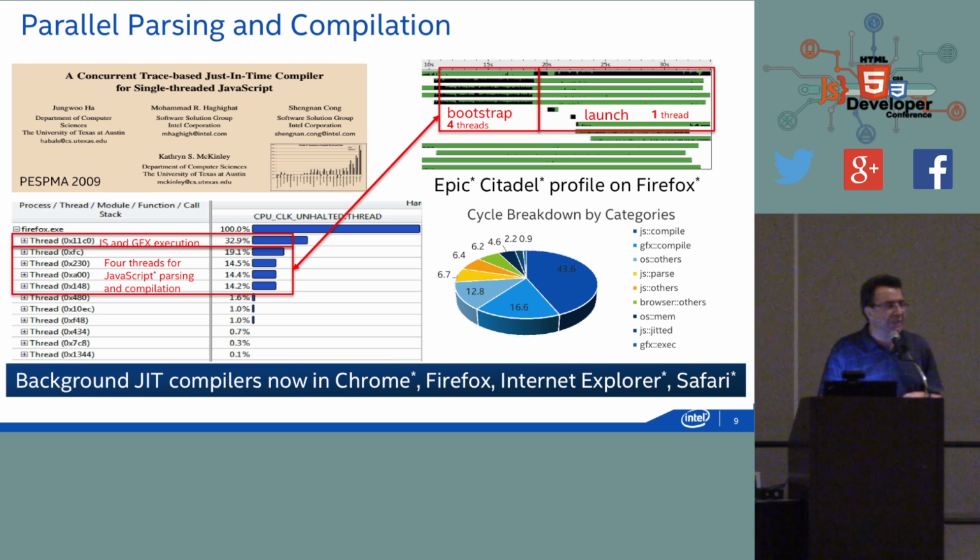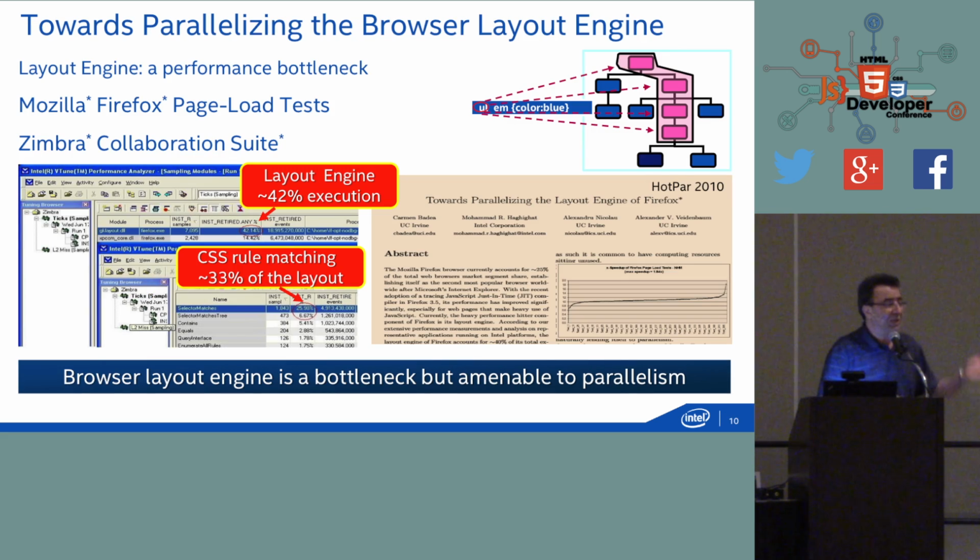Now, the chart you see here is essentially from the Citadel demo from Mozilla, and you see at the beginning, all threads are compiling code. And if you have watched Steve Souders' HTTP Archive data, you see the code size keeps increasing, and that means they can benefit more from this compute power. That is one area. Now, another area is the layout engine.